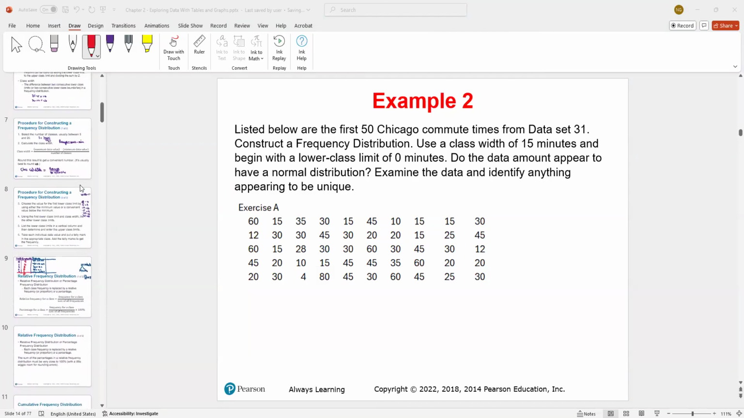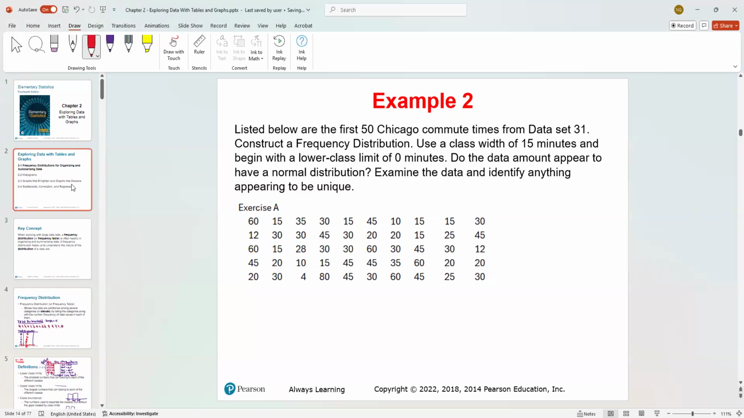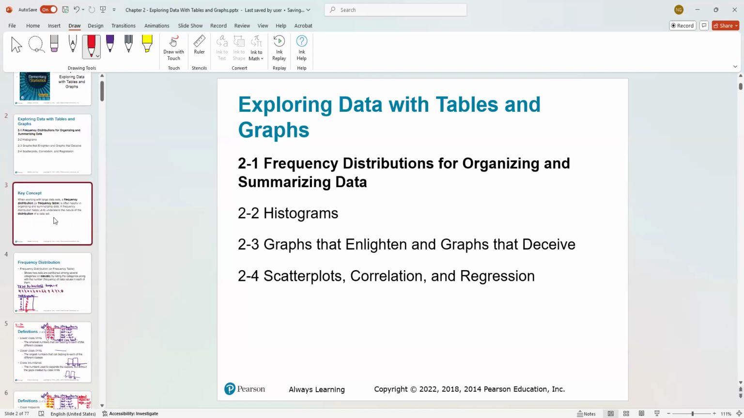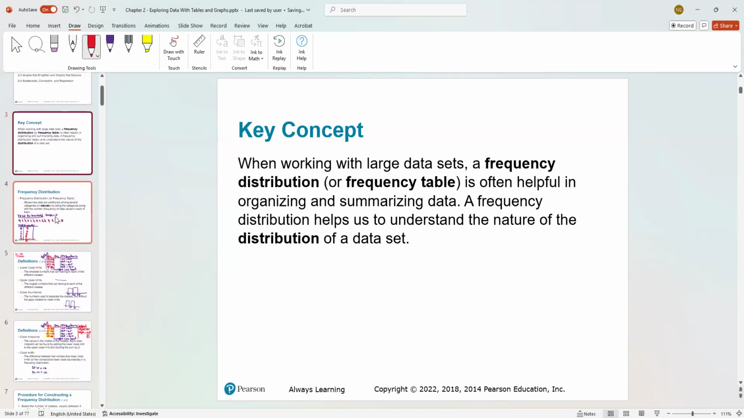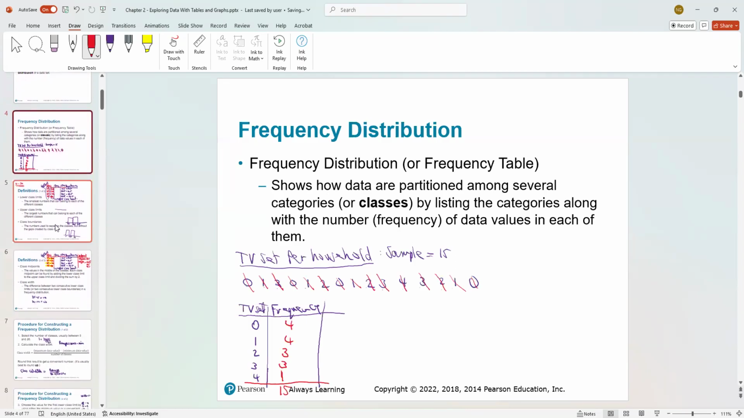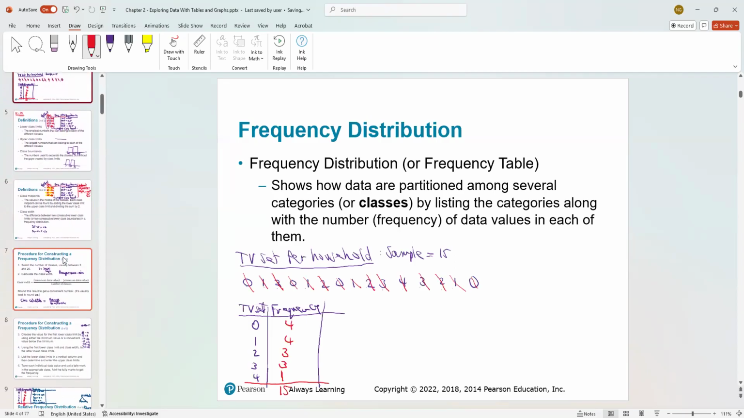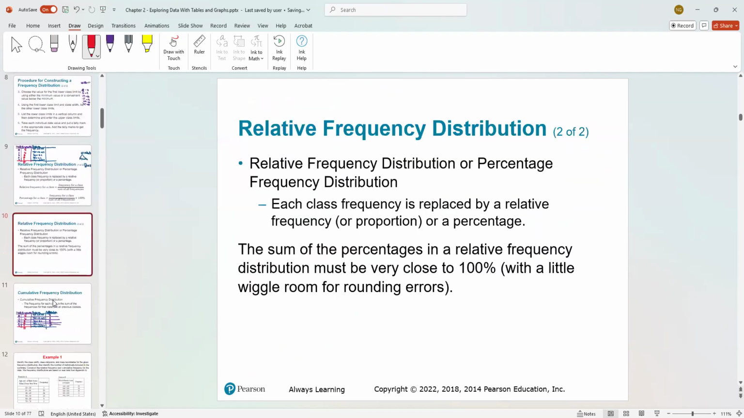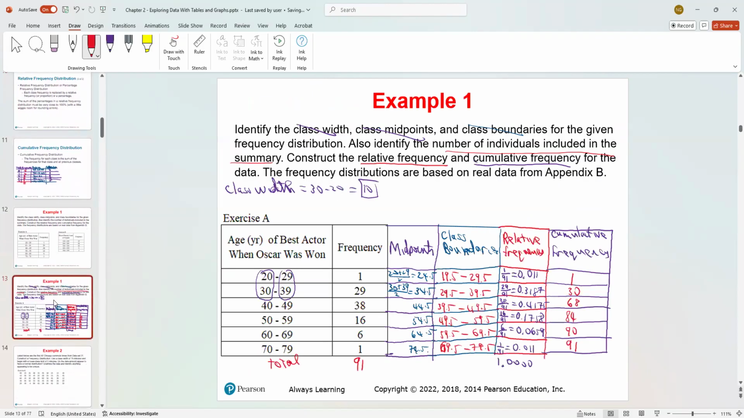If for some reason you missed everything we did in the previous video, we introduced the frequency distribution for organizing and summarizing data. We talked about the key concepts we're planning on covering. We went over the definitions of frequency distribution and relative frequency distribution, the different steps on how to find the midpoint, the cumulative frequency, and the relative frequency. We went over a very simple example where the class intervals and frequencies were already given, but they asked us to add to the table the midpoint, the class boundaries, the relative frequency, and the cumulative frequency.